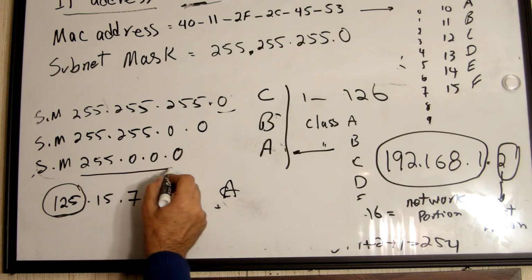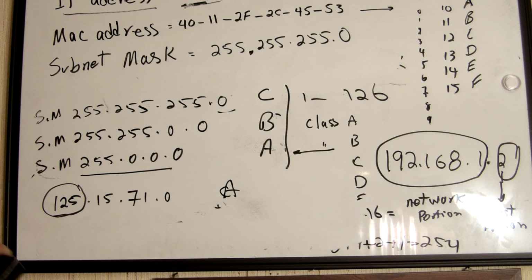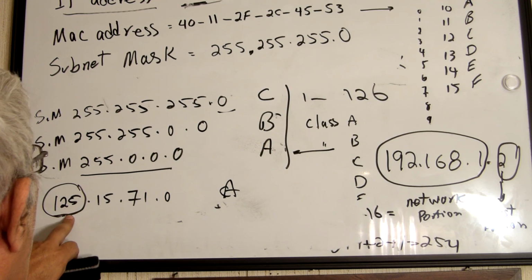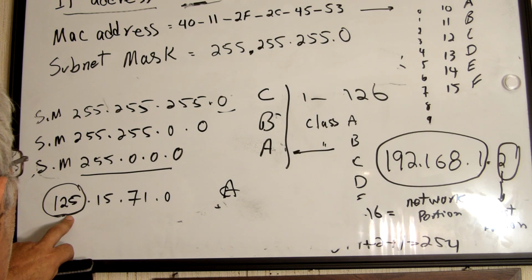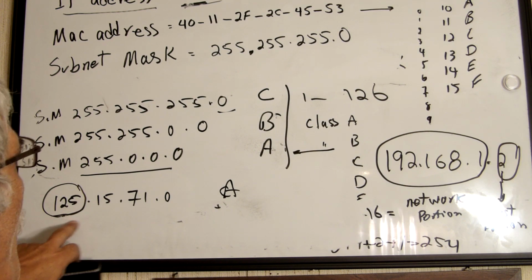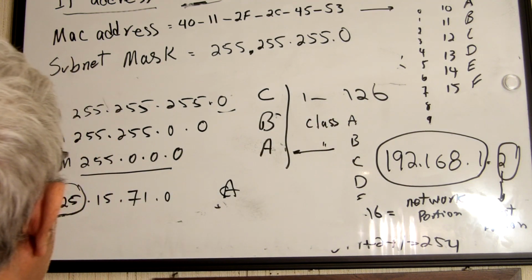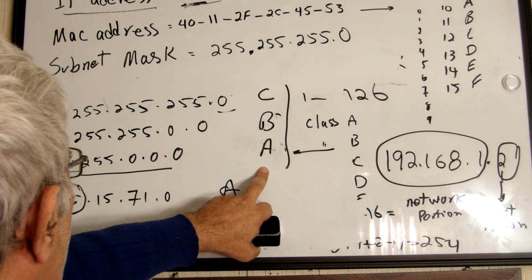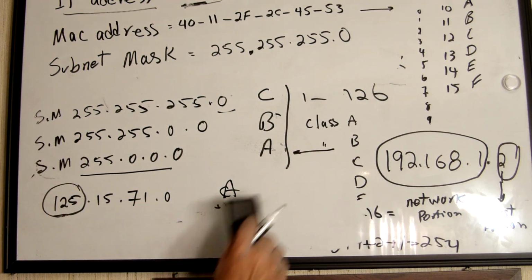We will talk about this pretty soon. So as soon as you see that this number here is between 1 and 126, you find out this is class A. Okay.